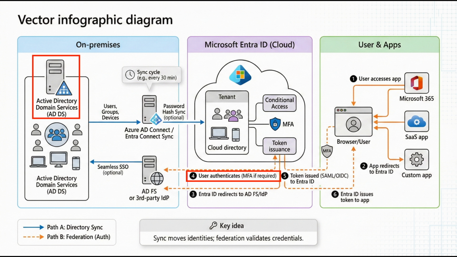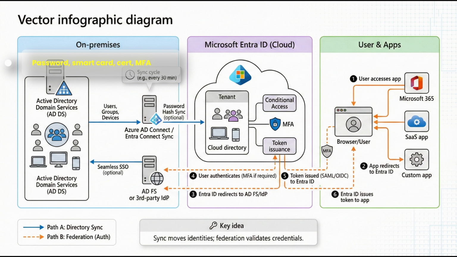Then the user authenticates locally, depending on what authentication approach you have configured. It can be a password, a smart card, a certificate, or maybe multi-factor authentication also. Then ADFS sends the token to Microsoft Entra ID. Remember, it sends the token. Then Entra ID sends the token to the application. And if everything is perfect, access will be granted to the user. So in this case, the password never goes to the cloud, and real authentication actually happens on premises.